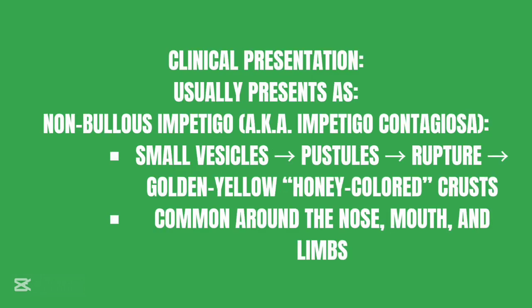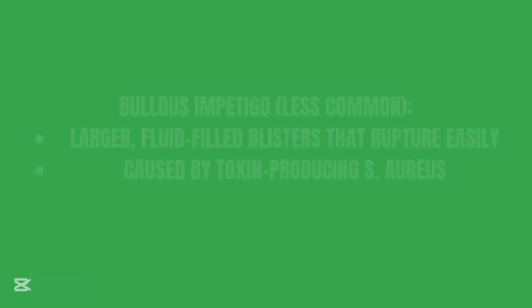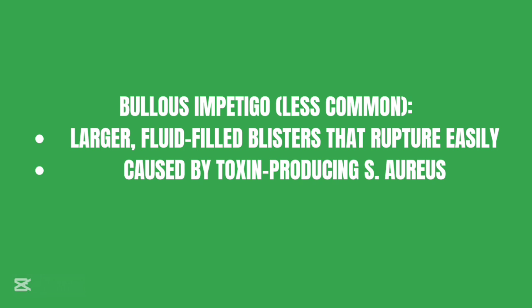So let's look at the clinical presentation of primary impetigo. So we have non-bullous impetigo, which is also known as impetigo contagiosa. Now, this type of impetigo accounts for about 70% of all cases. It starts as small red papules, then it develops into vesicles or pustules, and then it ruptures and forms a golden yellow or honey-colored crust. And it's most common around the nose, the mouth, and the lips. Sometimes it is mildly itchy, it is not painful, and it is caused by streptococcus.